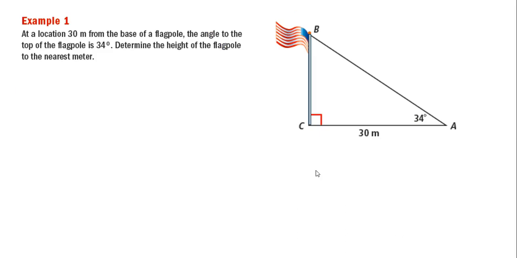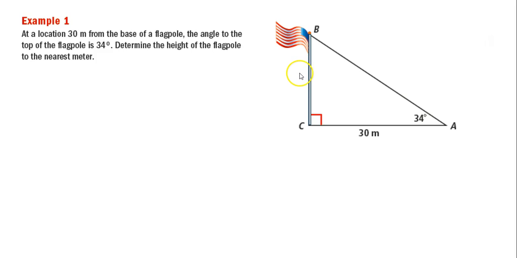So let's do that. Suppose that we have a flagpole here, and at a location 30 meters from the base of the flagpole. So here's the base of the flagpole, and then this point A is 30 meters away. The angle to the top of the flagpole is 34 degrees, as indicated here. We want to determine the height of the flagpole to the nearest meter. So we want to find out how tall the flagpole is. We know one side here, it's 30 meters as indicated. We know this angle is 34 degrees. We don't know exactly how long this line is. We don't know how tall the flagpole is. We want to figure out how tall the flagpole is.